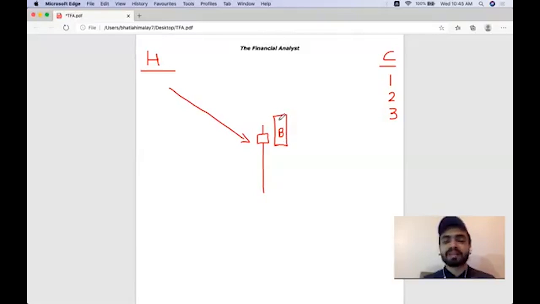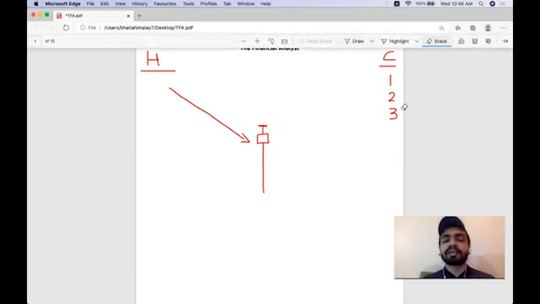But the closing price on this day should be higher than the previous day's high, or the pattern's high. Here, the hammer pattern's high is over here, so this candle should close above the pattern's high. Let's say this is your hammer pattern, and on the next day there is a bias confirmation, but the closing is below the high of the hammer pattern.